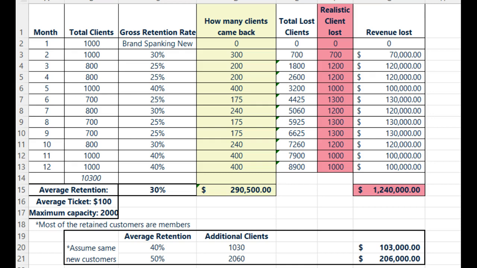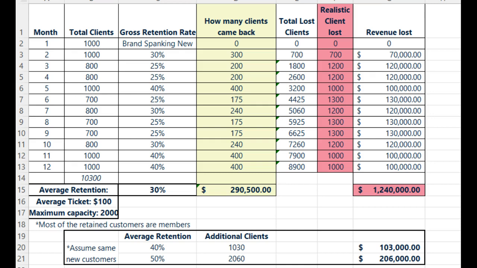Looking at the spreadsheet, I'm using $100 as the average ticket. The baseline number of customers is 1,000 per month. Slower seasons will reflect lower numbers. The maximum capacity for the spa is 2,000 clients per month. So that means if you divide by 30 or 31, it's about 66-ish clients per day. Most spas with about 10 rooms can easily achieve that.